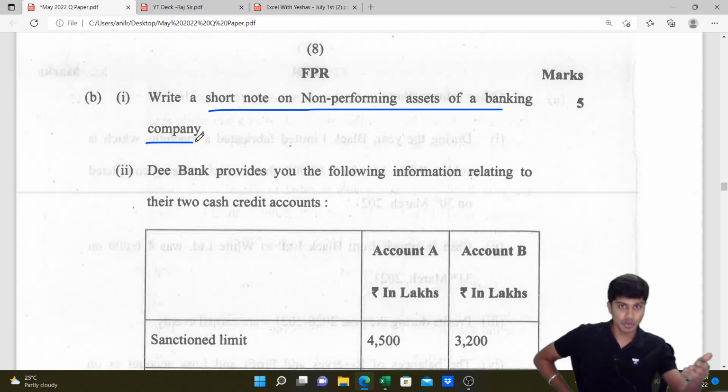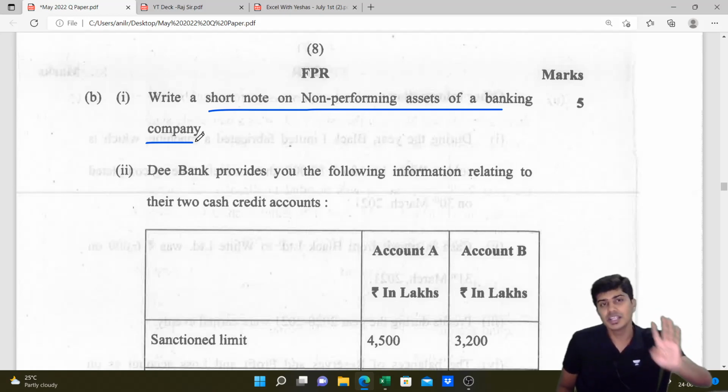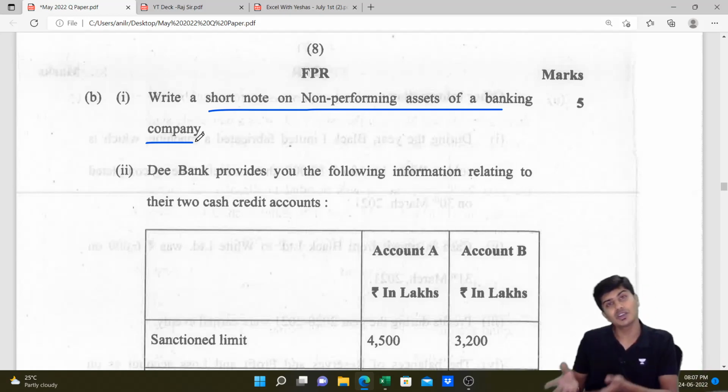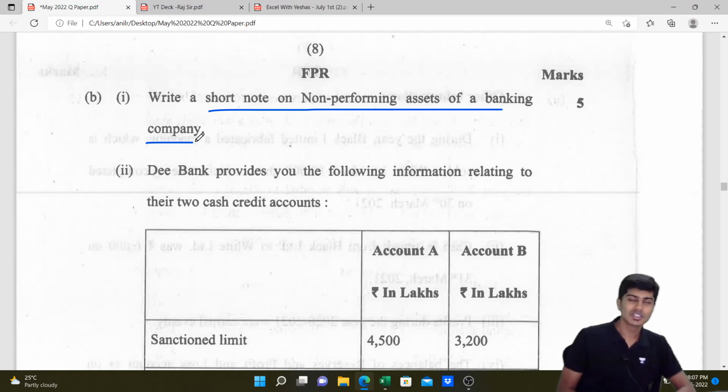If it is a long duration crop, and the interest is outstanding for more than one crop season, it is considered as a non-performing asset. For a short duration crop, if it is outstanding for more than two crop seasons. Do you get this? That's what we've discussed.